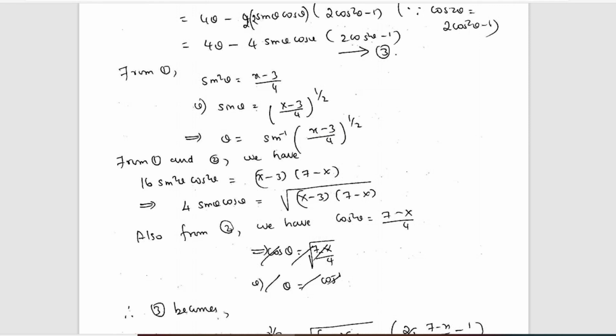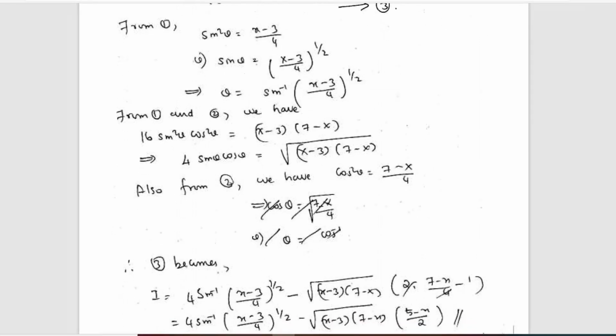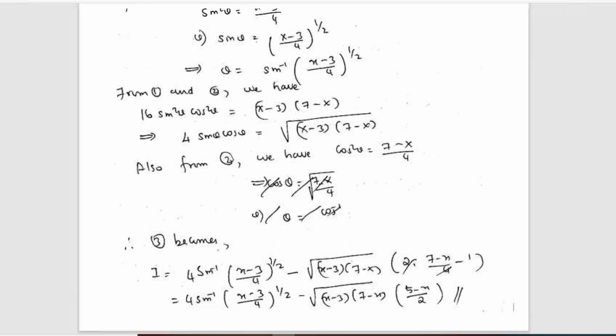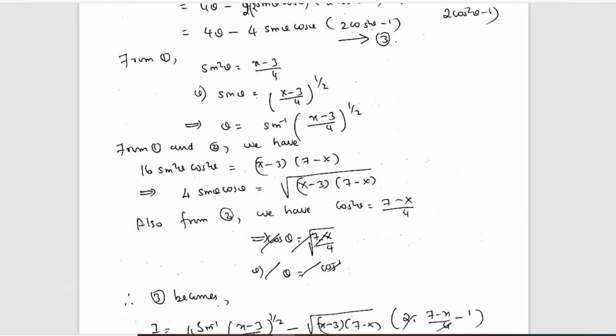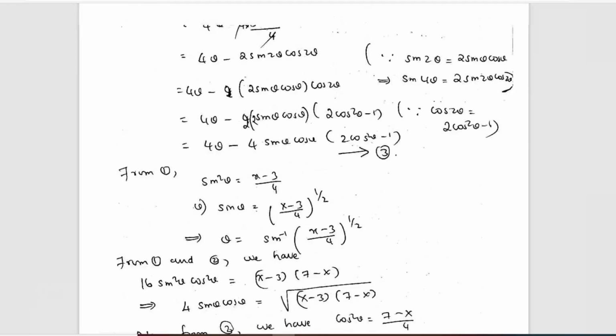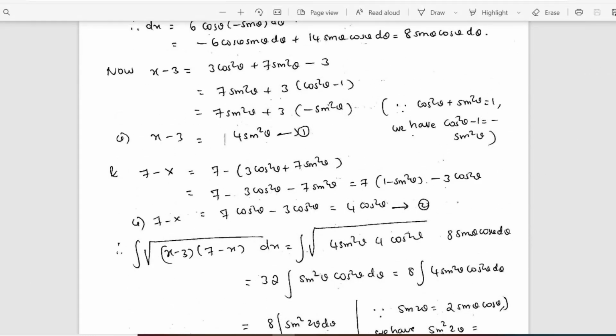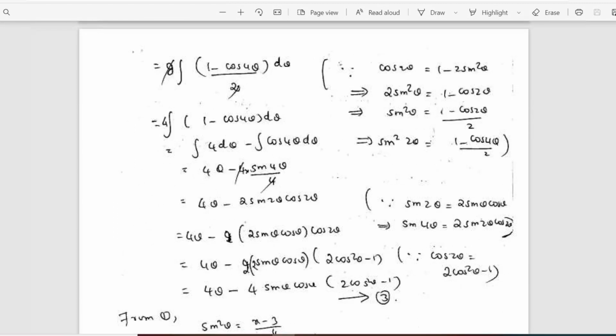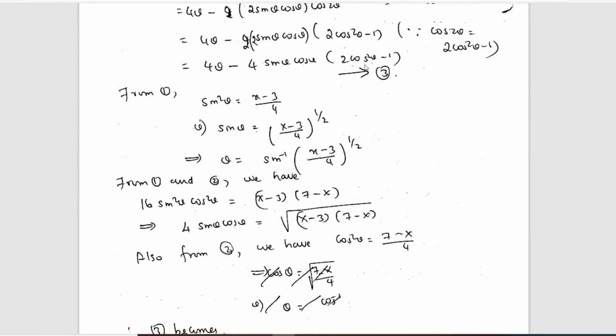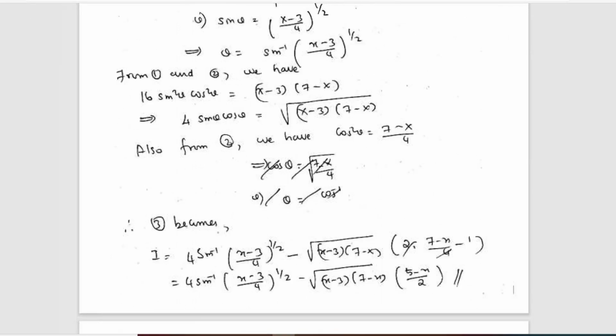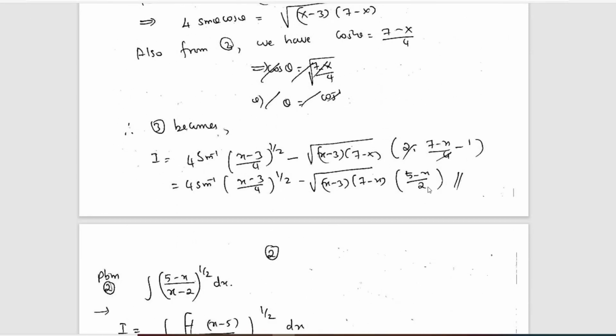Next we have to find the value of cos square theta. For that you can use equation number 2. What is the cos square theta value? It is (7 minus x) by 4. You can directly substitute it here. From equation 2, the cos square theta value is (7 minus x) by 4. So we can substitute it here. After simplification, this is the final answer.